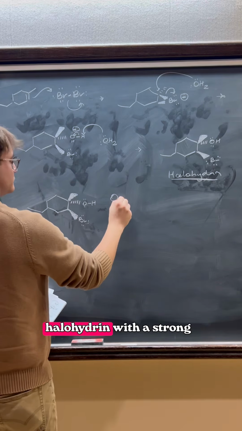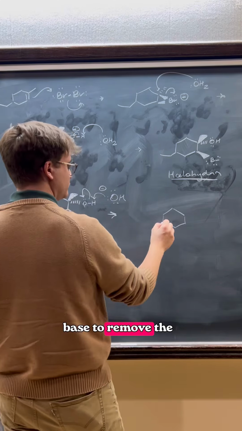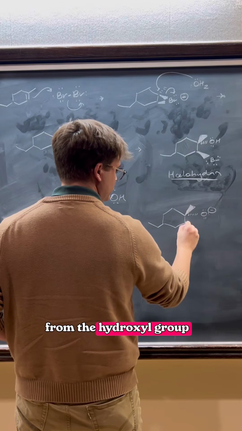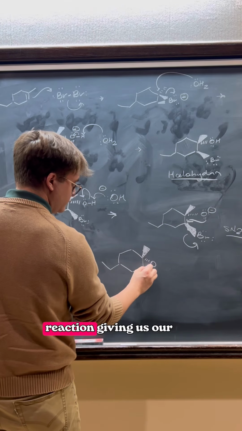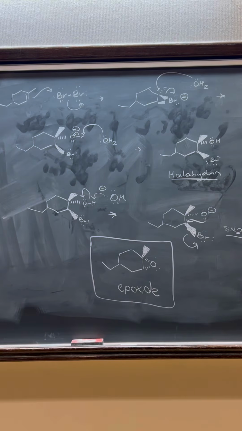Next, we'll treat the halohydrin with a strong base to remove the hydrogen from the hydroxyl group, creating that strong nucleophile in the correct orientation for the intramolecular SN2 reaction, giving us our epoxide product.